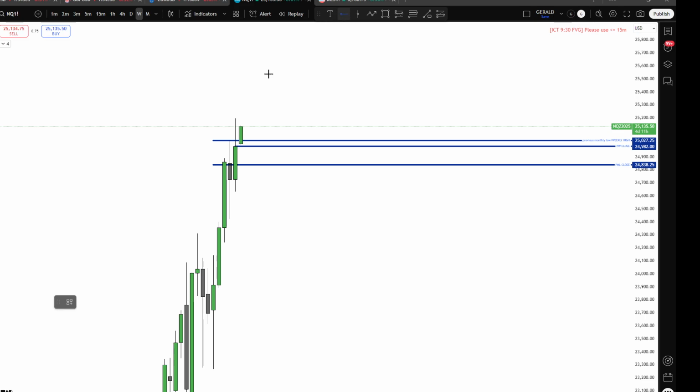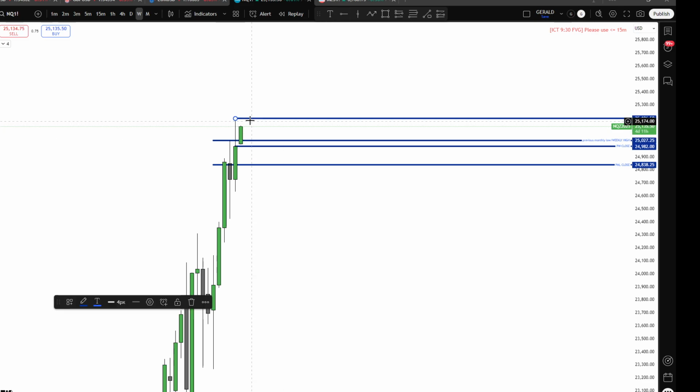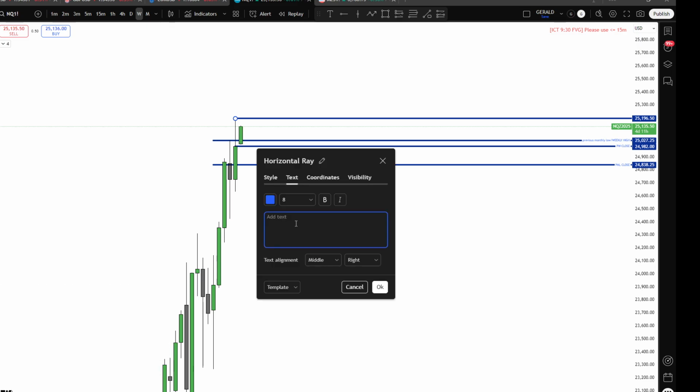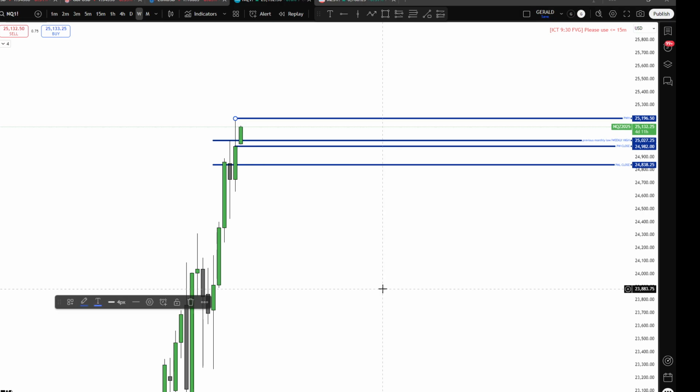And then this is our target as of today. Just weekly high. So my voice is a bit down because I'm doing this from office. Previous weekly high as our draw on liquidity today.